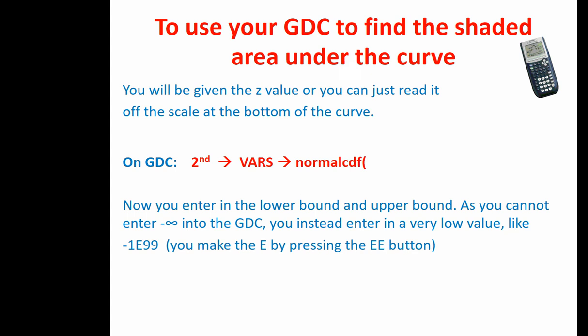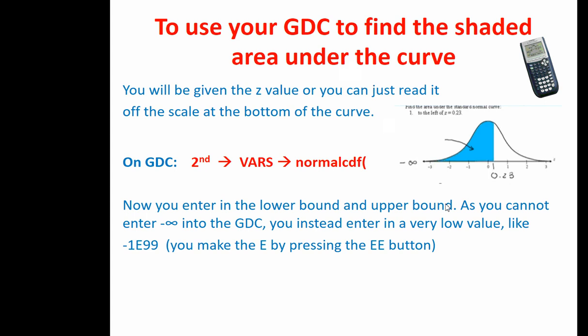As you cannot enter negative infinity into the GDC, you instead enter a very low value, like -1 E99. So you'd go second vars, normal CDF, and it asks you for the lower and the upper bound. This is the area here, and by the z values, I mean the values on the x-axis, the horizontal axis. The lower bound goes all the way to negative infinity. The upper bound is where it stops, at 0.23.